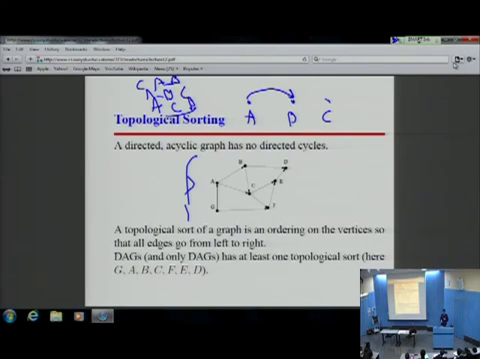A complete undirected graph would actually have the least possible orderings in it, okay? Let's think about that. First of all, it's got to be directed. So it's got to be a directed graph, or we're not in the business of dealing with topological sorts.